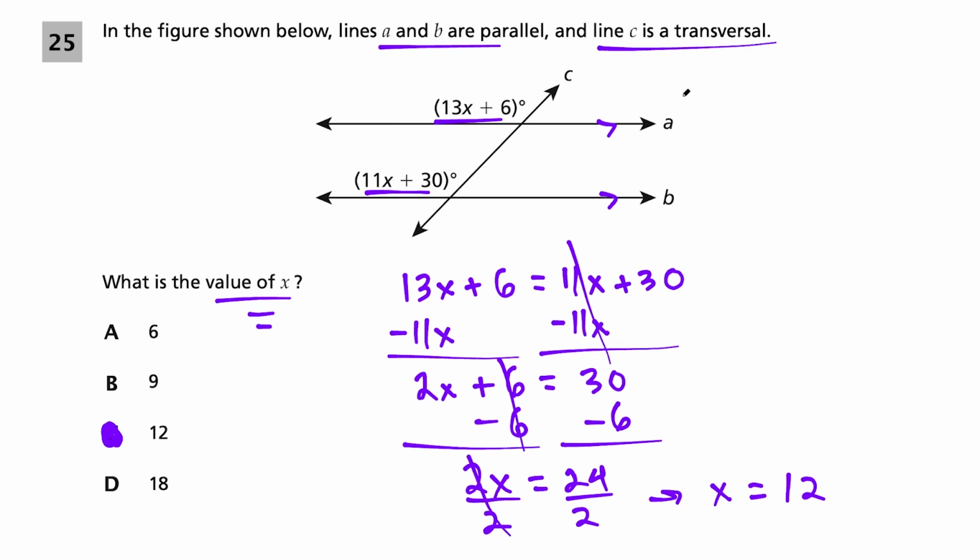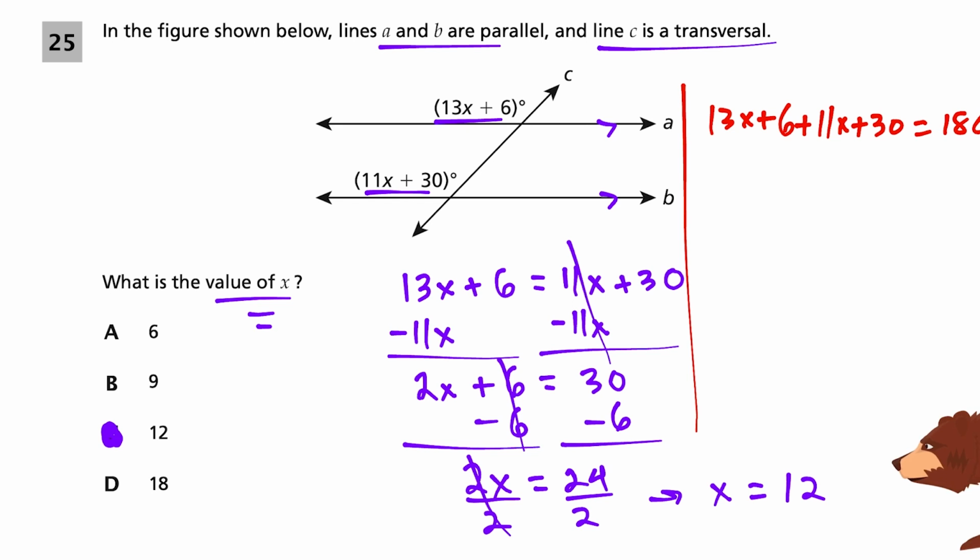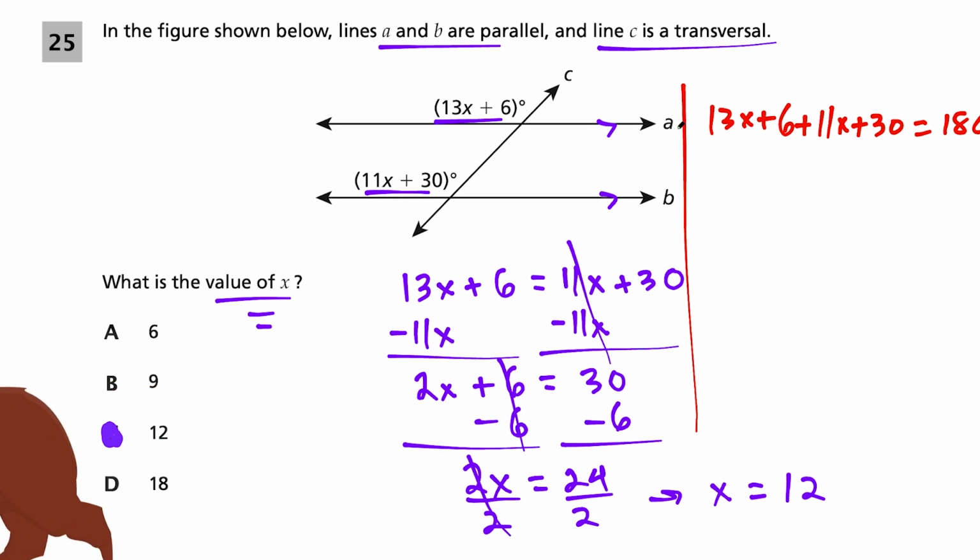Now for this test, I bet there were plenty of students that took 13x plus 6 and added it to 11x plus 30, and then set this sum equal to 180. But be careful, this is a very dangerous bear trap. If 11x plus 30 was, let's say, moved to this location, then what we wrote in red would be valid here because these two angles would be forming a straight line. But this is not what we need to do here. We have to do this method over here.